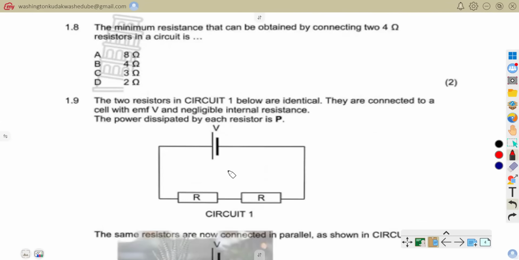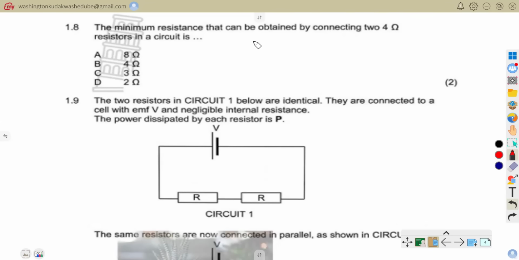Now let's go to 1.8. The minimum resistance that can be obtained by connecting two 4-ohm resistors in a circuit is.